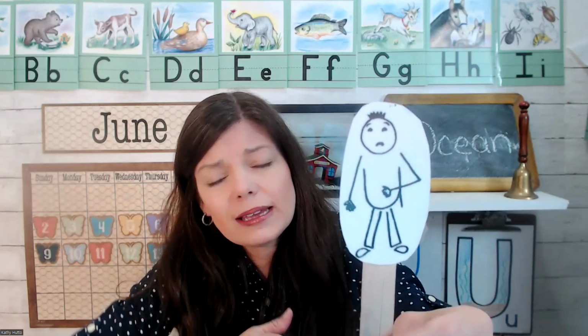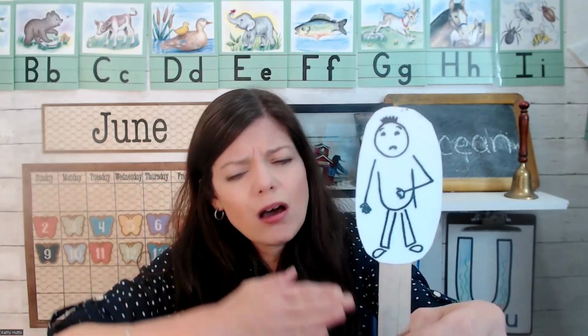He doesn't look so great. He looks like he's not feeling well. He has a tummy ache. He ate too many sweet treats. And now he says, oh, his tummy hurts. Can you put your hand on your tummy and say, uh, uh, uh. That's what the letter U sounds like. What does U say? U says, uh, uh, uh.